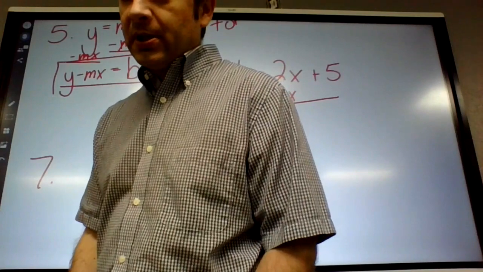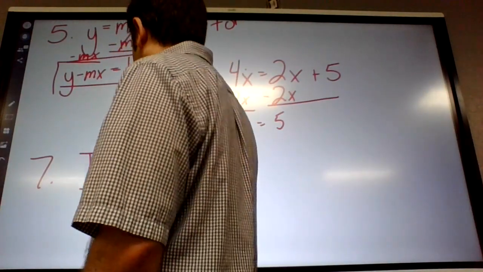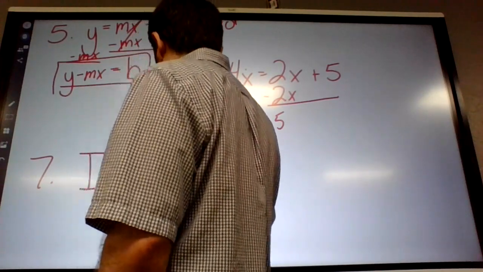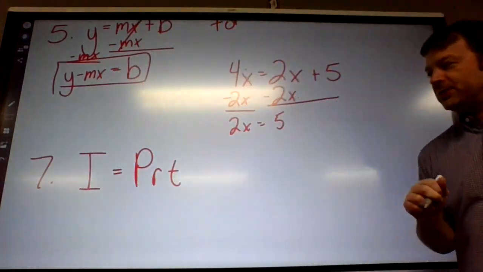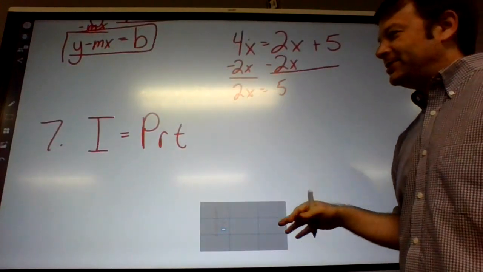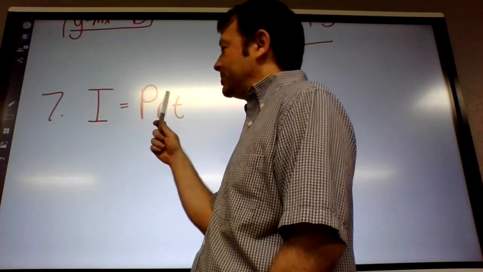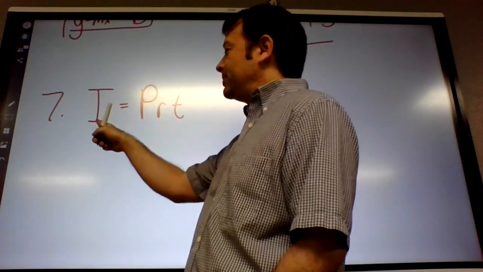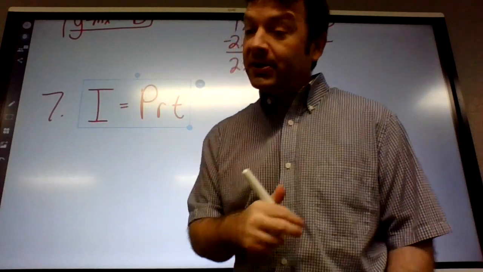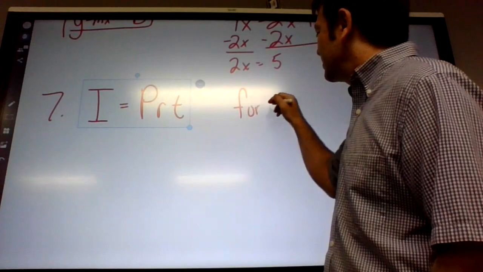Number 7, I equals PRT. I'm pretty sure you guys don't know this one. Oh, somebody did. Principal times rate times time. Did you guys do that last year? Yeah. Okay, I was wrong. I don't remember what's in these books. We are doing this a little bit this year, or this chapter actually. Interest, we're not talking about it today, but we're supposed to solve for t.